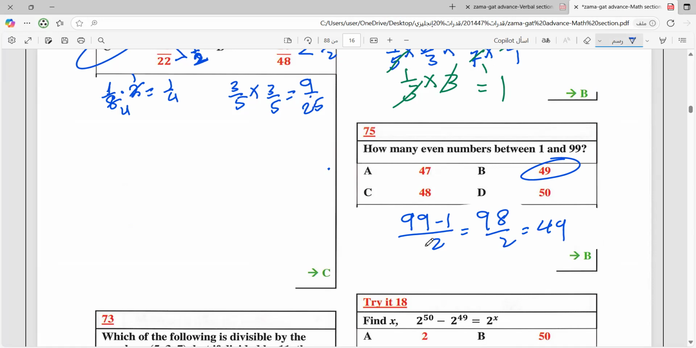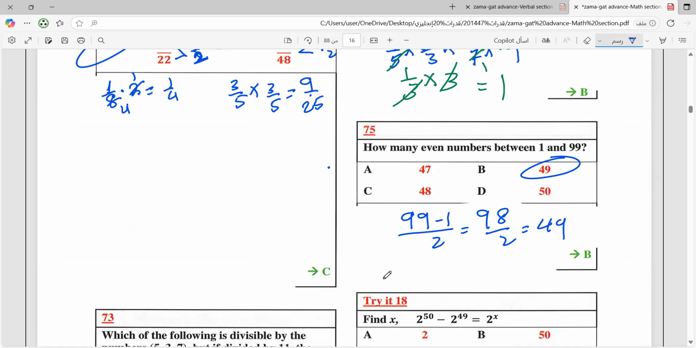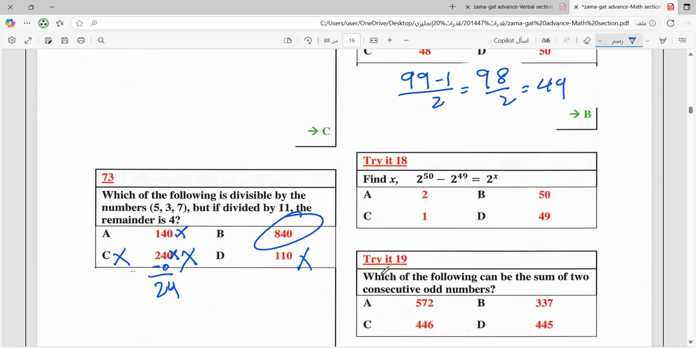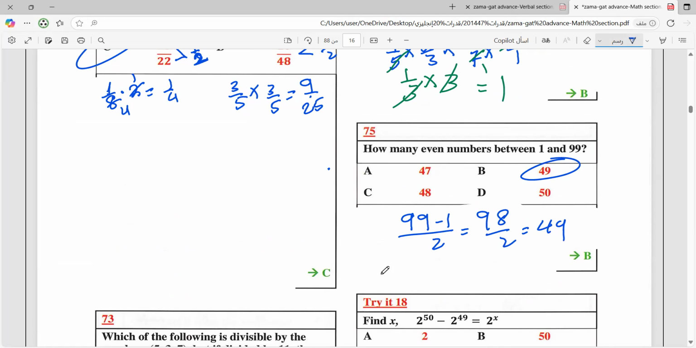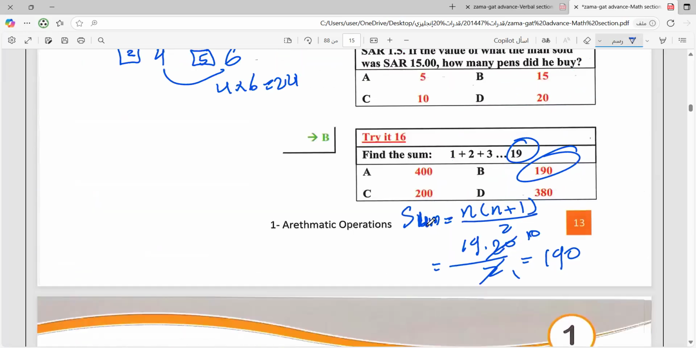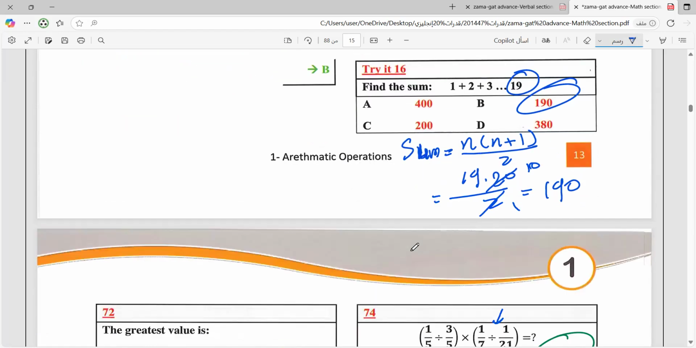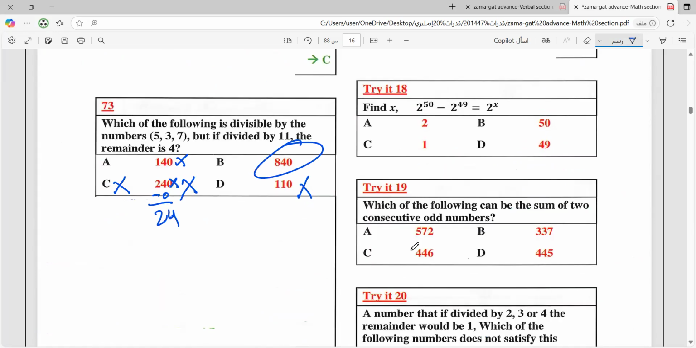Clear? 49 even numbers. Is that the one he said, last minus first or something? What is it? You said there was a specific formula. No, last, it's the sum. Oh, okay. Okay.